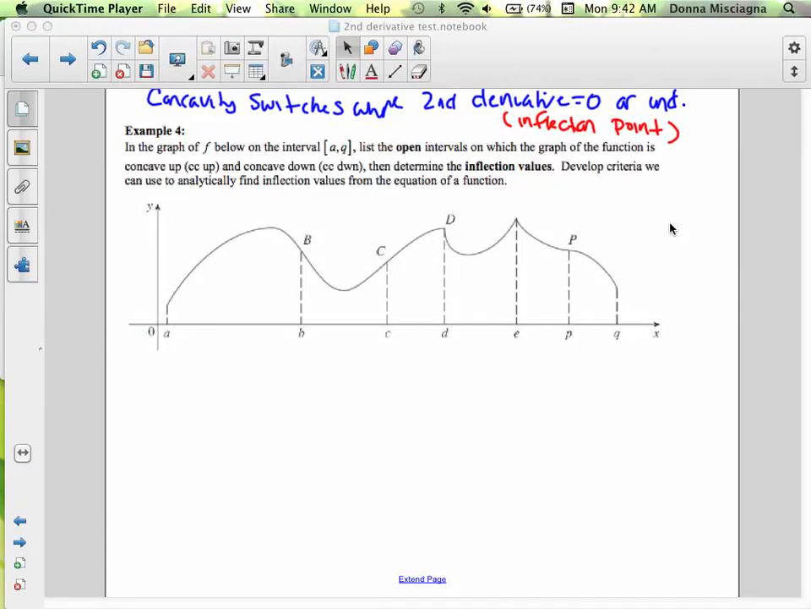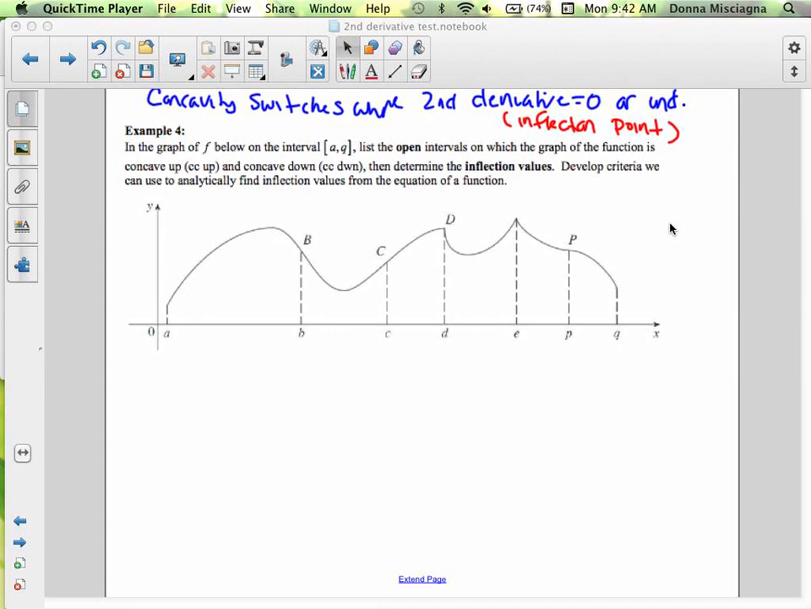Welcome. This is the second derivative test. All right, so let's take a look at this example. In the graph of f below on the interval a through q, list the open intervals on which the graph of the function is concave up and concave down, and then determine the inflection values. Develop criteria we can use analytically to find inflection values from the equation of a function.